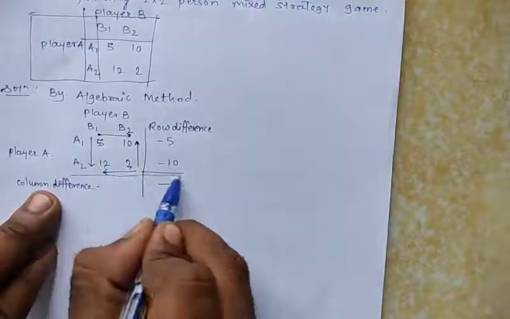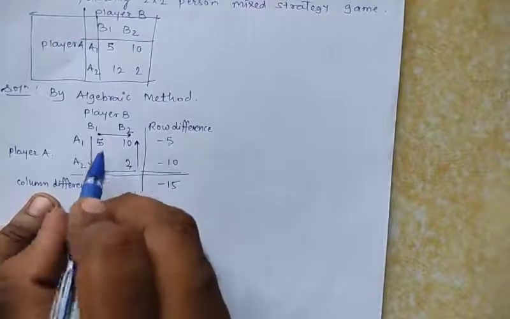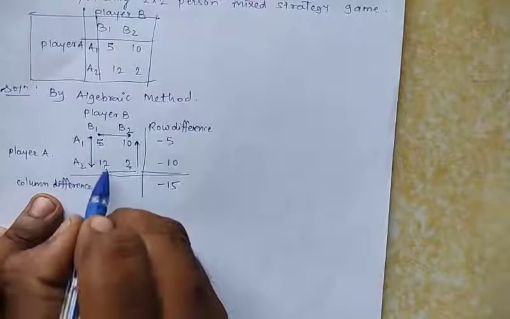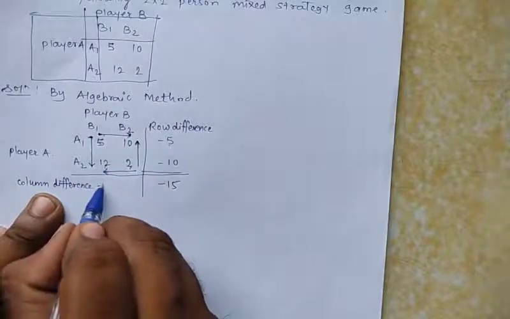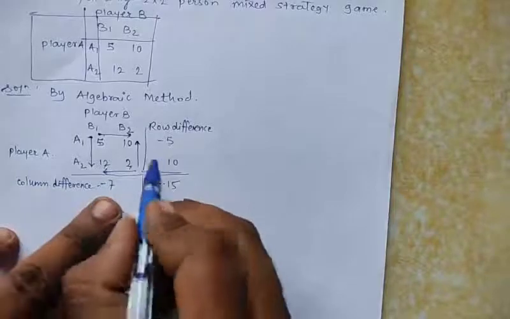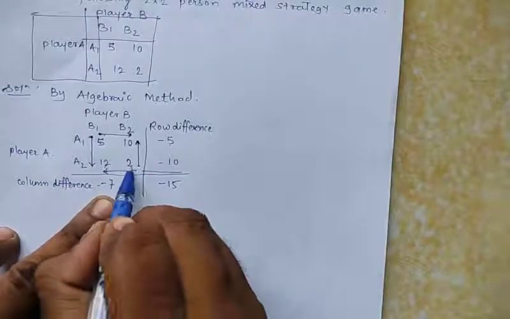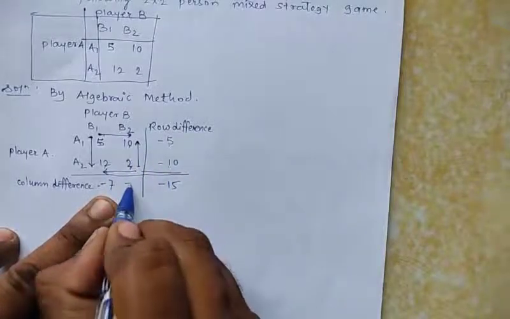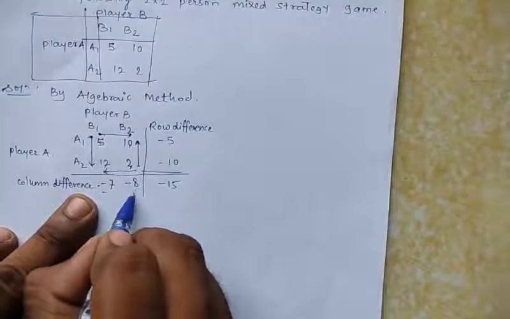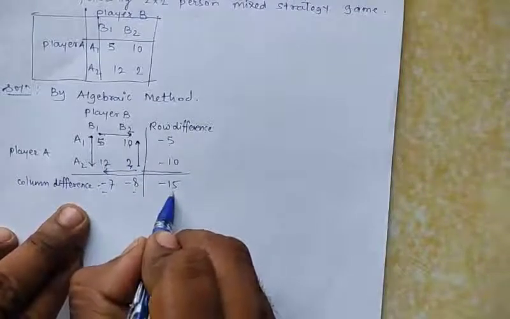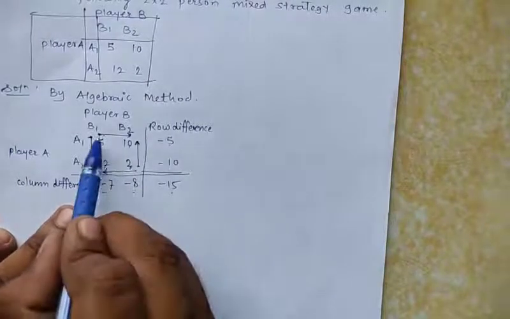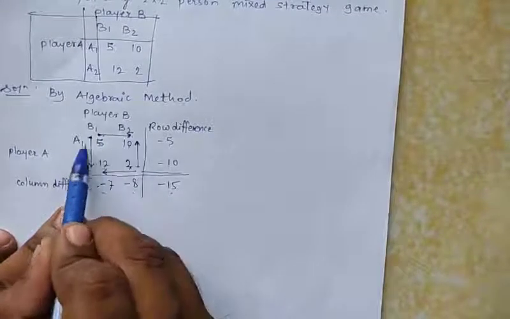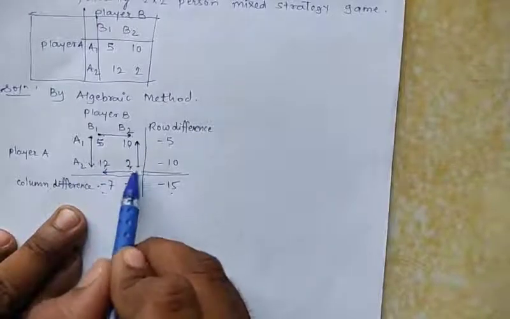Now next, taking the column difference. How to take the column difference? Here our starting point is here and ending point here. So 5 minus 12 is equal to minus 7. Next, our starting point is 2 and ending point is 10, so the column difference will be 2 minus 10, which is minus 8. The addition of these two will again be minus 15. Always remember these arrows. From this arrow we get this direction, and from this point we get both arrows.